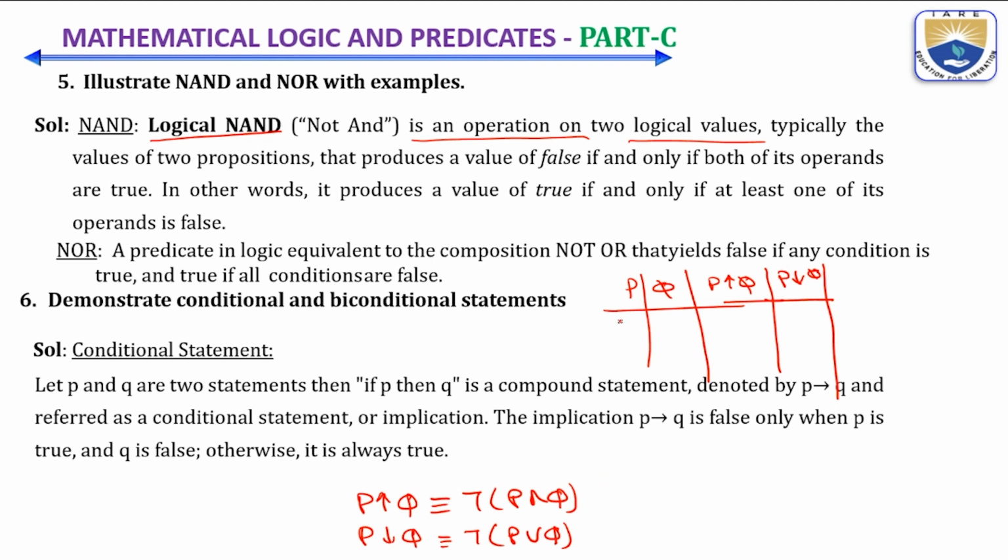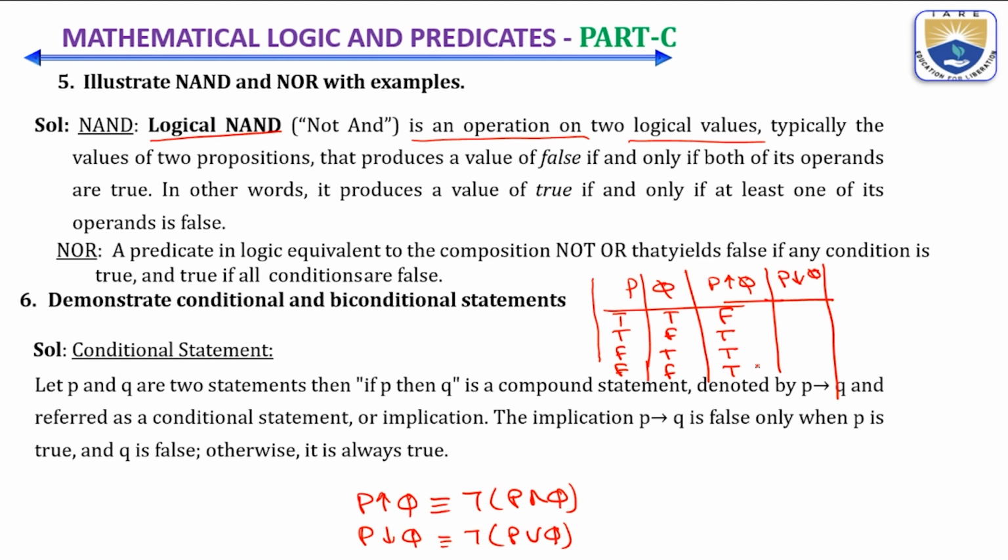Suppose true and false are the truth values of P, and true and false are the truth values of Q. First consider P and Q. When P and Q both are true, P and Q is true, and its negation is false. For true and false, P and Q is false, and the negation of false is true. And false and false is also false, negation of this is true.